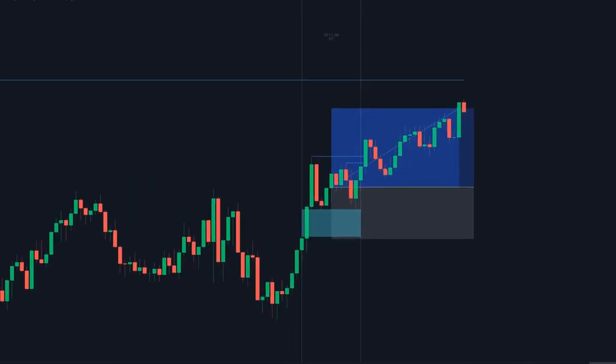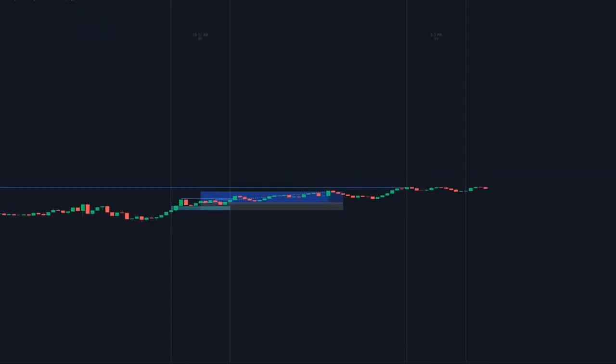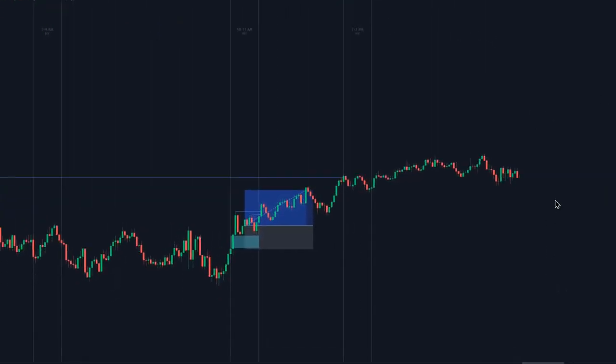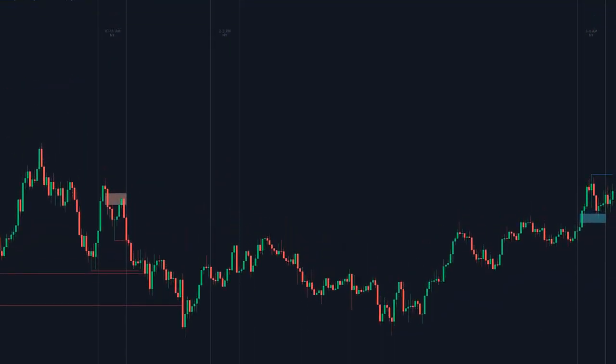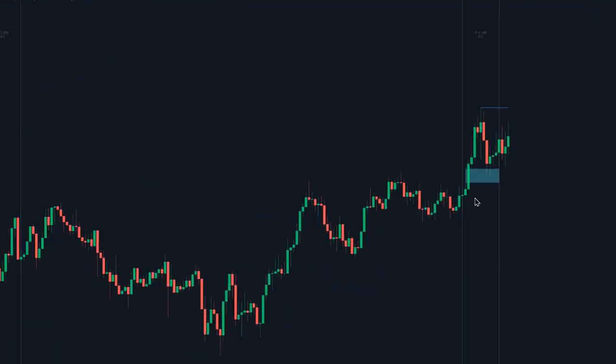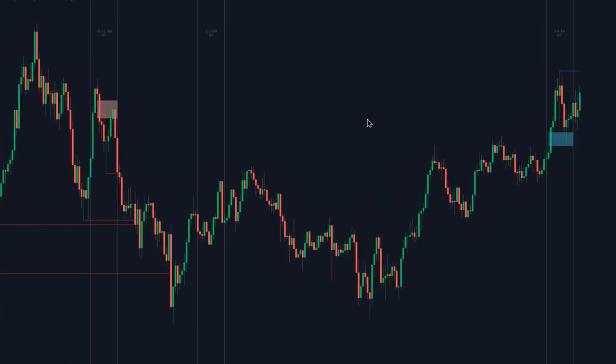But of course, if you were to backtest this strategy only using this single indicator, you will realize that it would actually be a losing strategy because there would be lots of false signals produced when the market is ranging. To fix this issue and turn this from a losing strategy to a profitable strategy, we would need to add just one more indicator to the chart.